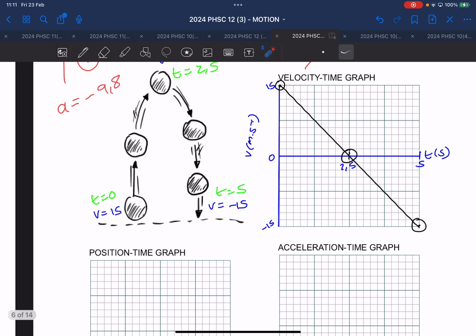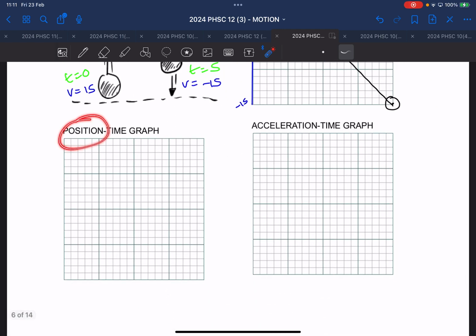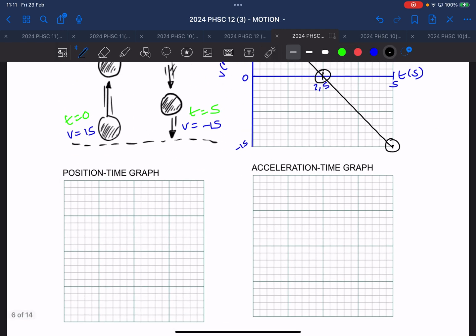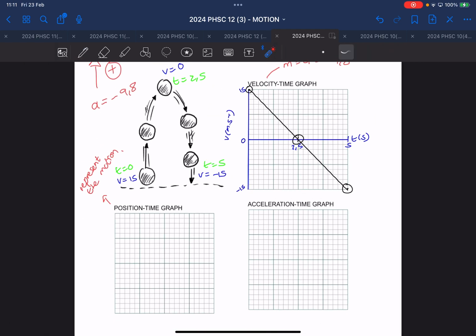Okay. If we look at a position time graph, now a position time graph will actually represent the motion. Like the shape that it goes in your position time graph, it should have the same shape. So the ball went up and down curvy, so you should see up and down curvy. Okay, so we are going to take the ground as our reference line.